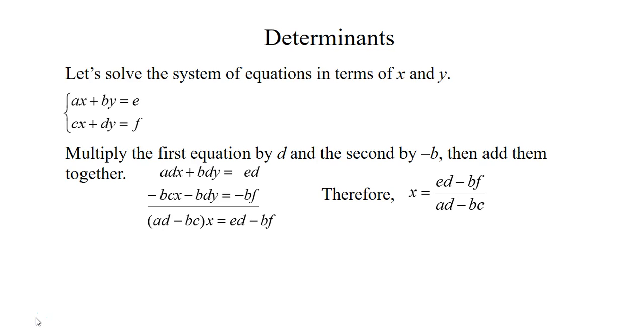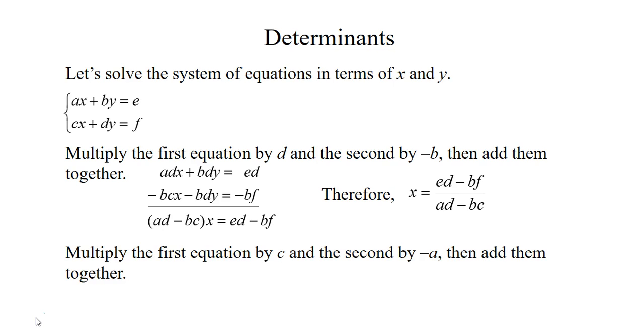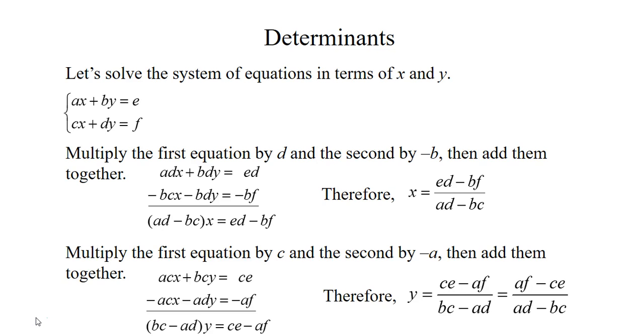And this actually gives us a formula to solve for the x variable in a system of two equations with two unknowns. Now let's try to eliminate the x variable. We can do that by multiplying the first equation by c and the second by negative a, and then of course add them together. So we end up with y equals AF minus CE over AD minus BC. And again, we have a formula to solve for y.